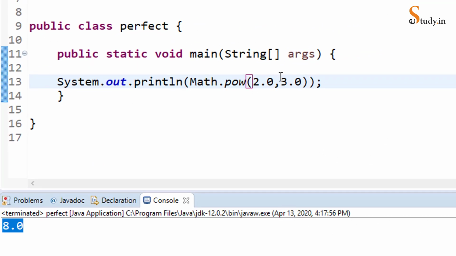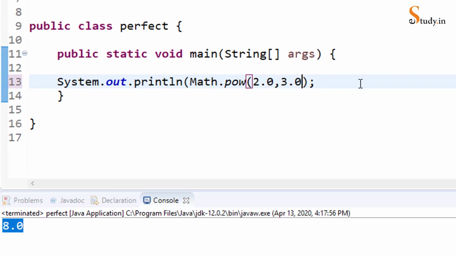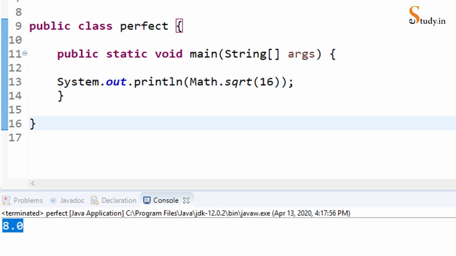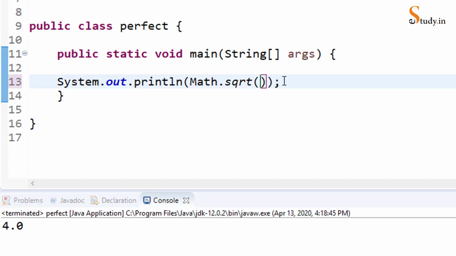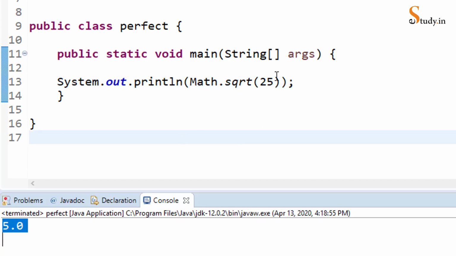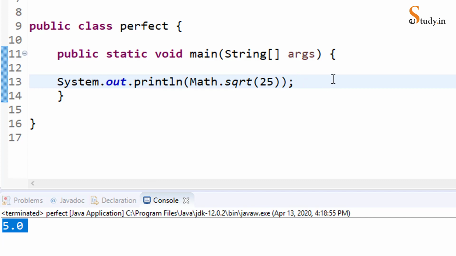So let us try this out. Let's write Math.sqrt and enter 16 here. If you run it, you get 4.0. Let's change it and write 25. The square root of 25 is 5.0. So the square root function will return a double value, which is the square root of the number.